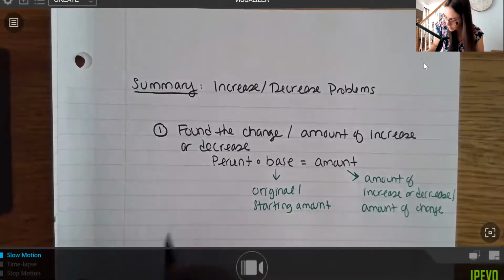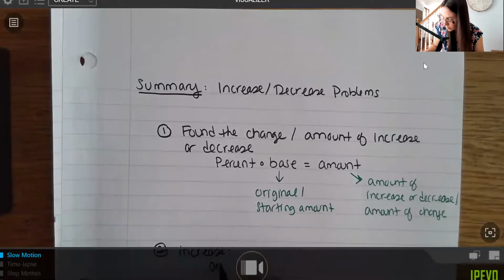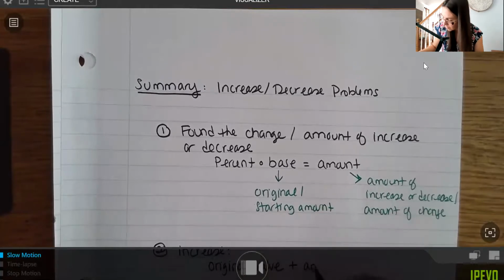And then the second thing we did there, if it was an increase, we took the original value, we added the amount to get the new value. Or if it's a decrease, we would take the original value, subtract the amount to get the new value.